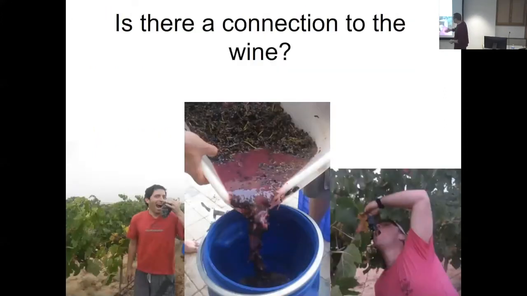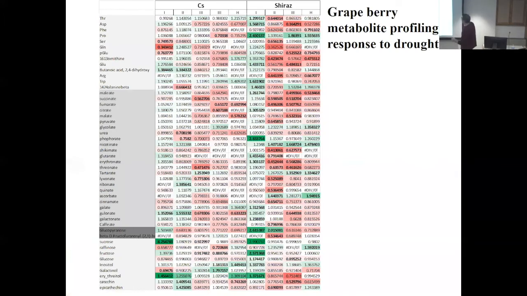And also the wine itself. When we looked at the wine, this is all the metabolites. In Shiraz, and in this case it is the berry itself, we looked also at the skin and the leaves. Shiraz is much more sensitive to this drought. You see, many metabolites are changing, all the colors. In Cabernet Sauvignon, the changes are much more moderate.